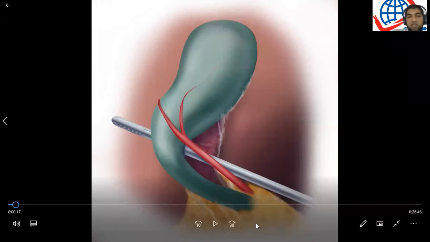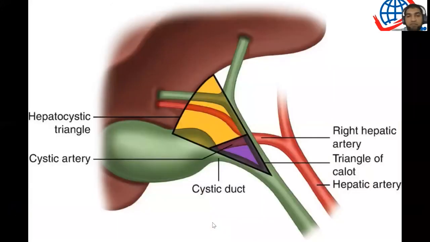And you'll see that the instrument goes behind the two structures, which is your posterior window. And it's important for you to not only see these structures, but to make sure that nothing is adherent at the back of the two structures.